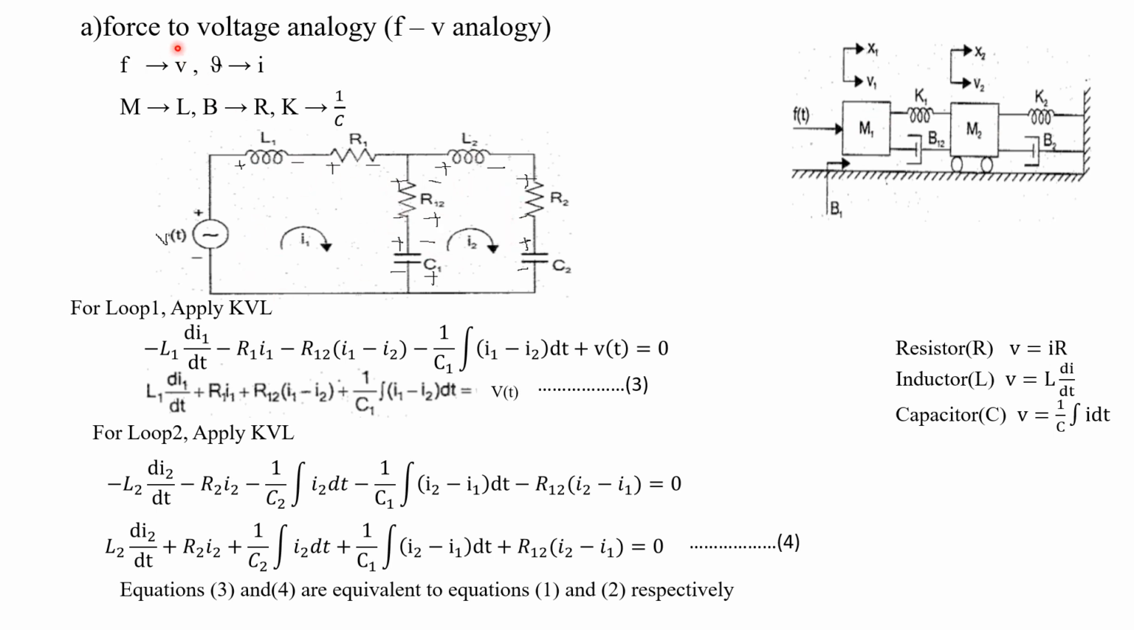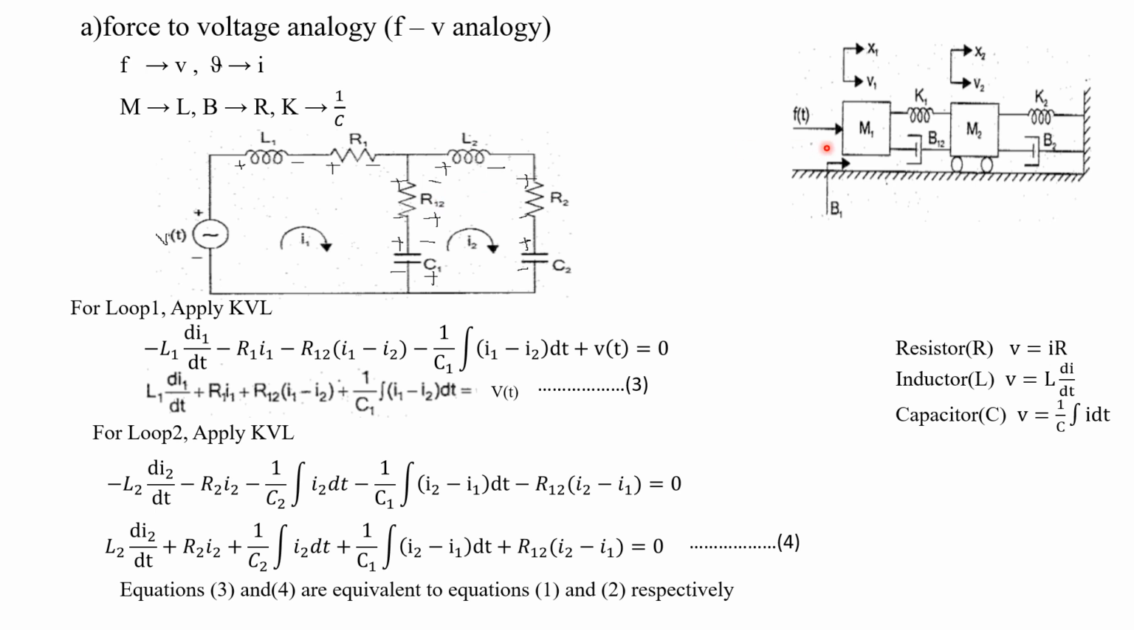Okay, so in the force-to-voltage analogy, every mass in this mechanical system represents a loop in the electrical system, because in the force-to-voltage analogy we are applying Kirchhoff's voltage law. To apply the voltage law we need a loop. So we have to assume the masses as loops in an electrical system.